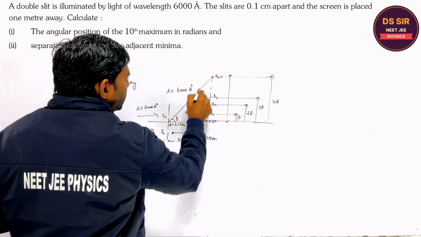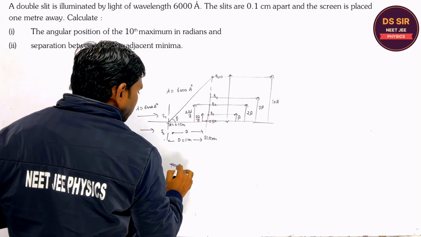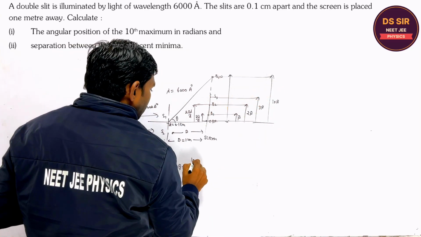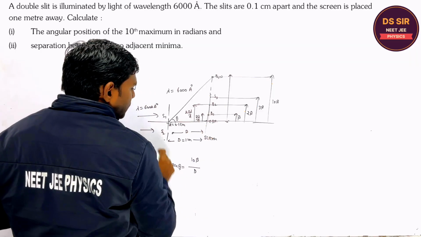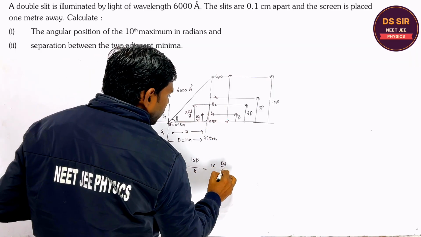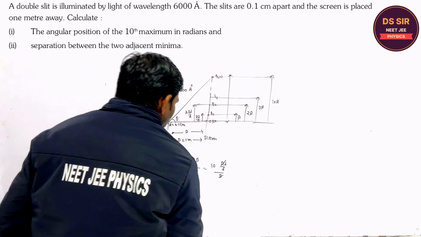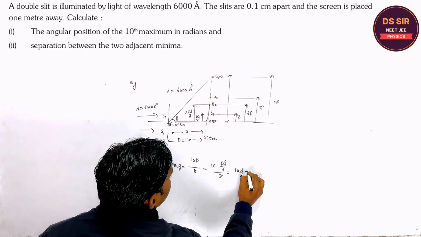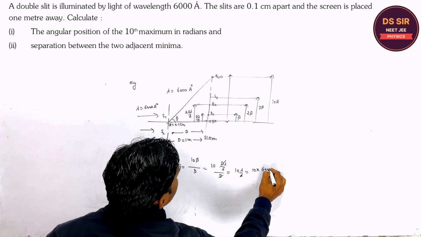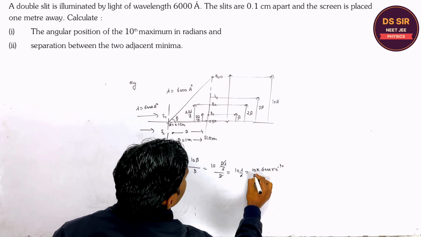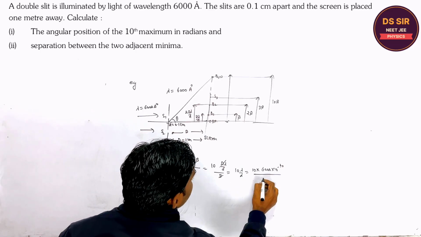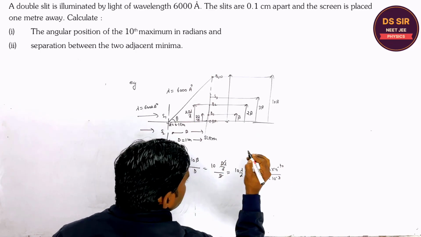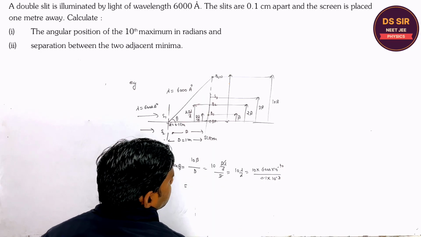And what is this distance? Say 10 beta. So in this triangle, what is tan theta? Please tell. Tan theta is nothing but perpendicular upon capital D. So what is beta? D lambda over d upon capital D. It will cancel out. If theta is very small, you can take tan theta as lambda over d. What is lambda? 6000 angstrom. Is it fine? What is small d? It is 0.1 centimeter. Getting or not? Yes. So how much is it?